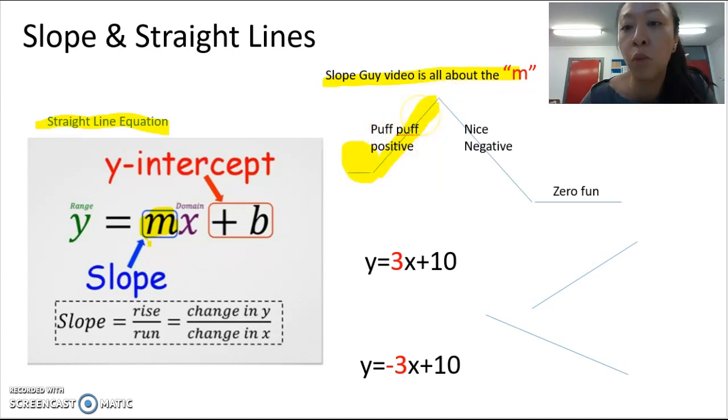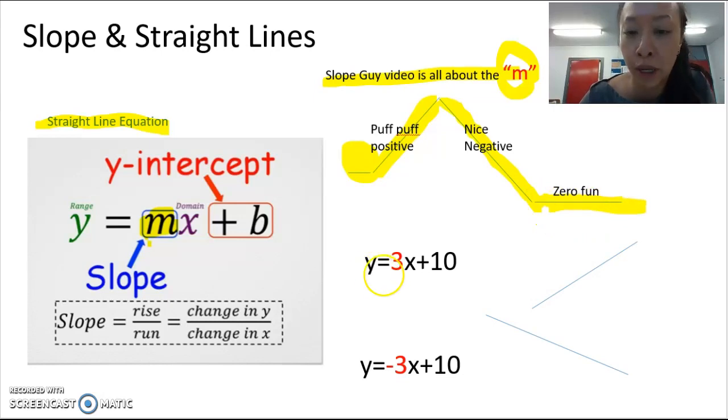So when it's nice negative, when he's enjoying himself and going down the slope, it's nice negative. It means that when the m has a negative value, it's going the other way around. It's going down. And then when he reaches the flat surface, he was like, this is zero fun. So zero fun means that when m is 0, it will be a flat line.